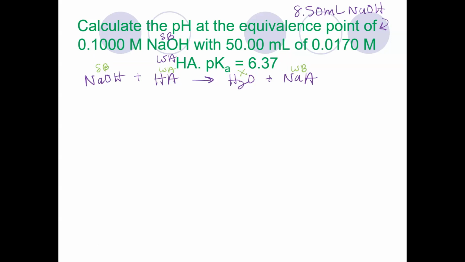I didn't go through this because we talked about this equation before, but I used the same thought process. So step number 2 says to convert to moles of each chemical. I'm going to write down the information I have. I have 8.50 milliliters of a 0.1000 molarity sodium hydroxide. I have 50.00 milliliters of a 0.0170 molarity weak acid. I can ignore H2O, and I don't have any of the weak base. I'm not showing my work for this. You're going to convert milliliters to liters and use the definition of molarity to convert to moles.